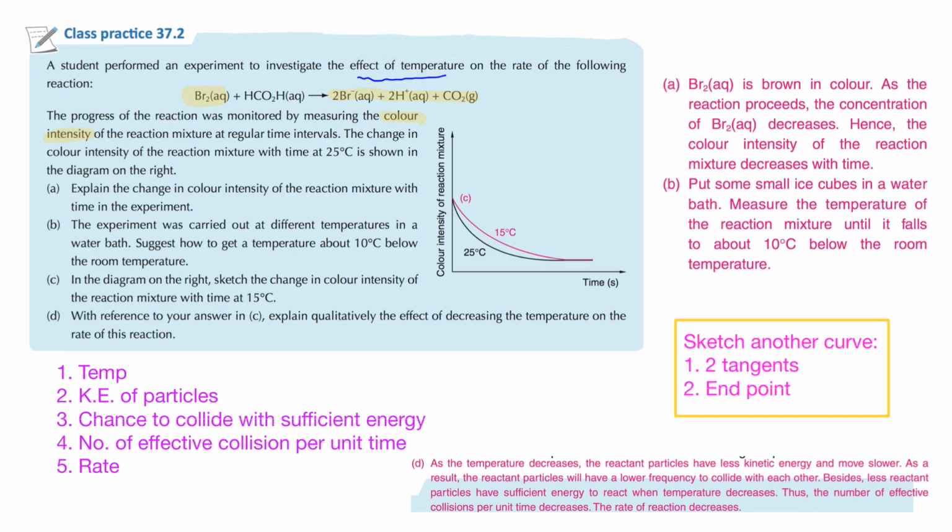First, you need to explain the change in color intensity of the reaction mixture. As I mentioned just now, Br2 is brown in color, while the others are colorless. So as time goes by, the concentration of Br2 decreases, and therefore the color intensity will also decrease with time. Remember, color intensity is related to the concentration. Concentration decreases, so the brown color will decrease.